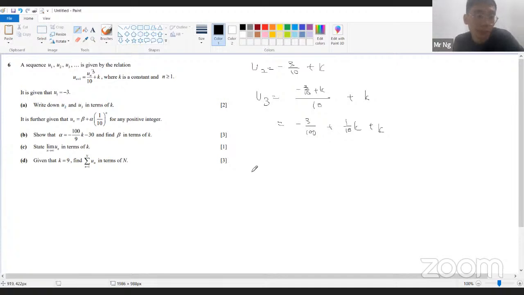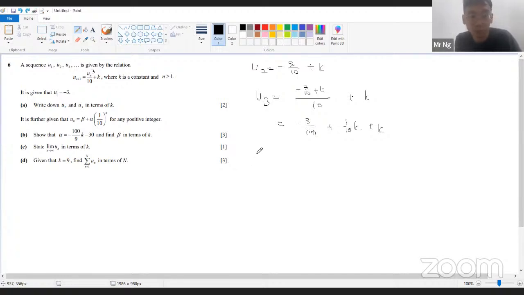Okay, it's given further that Un is this thing, then show that alpha. Given. Okay, so a lot of you will continue to do U4 and then U5 and then start to pick up patterns. But we are given this thing, we just need to find the unknown. That's why looking at the skills to understand the question is very important. So we are given this thing, then how do we make use of that?